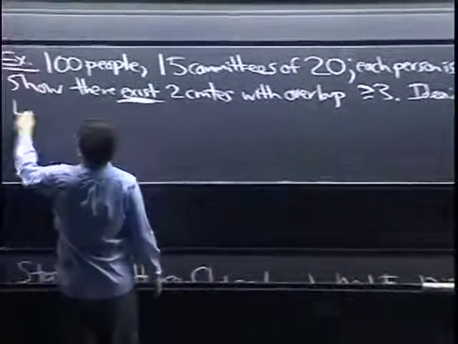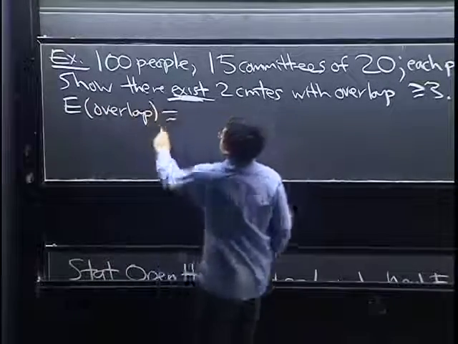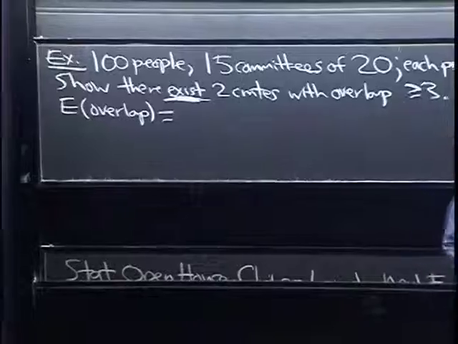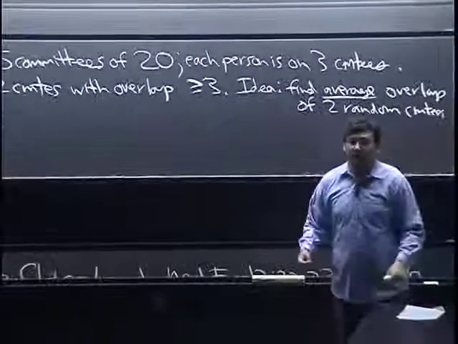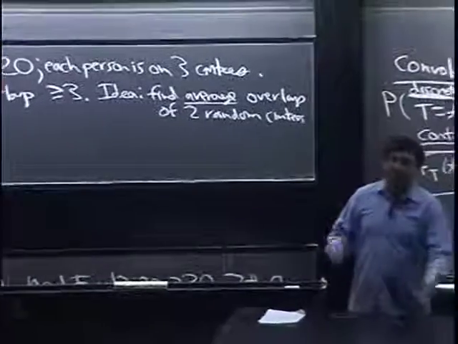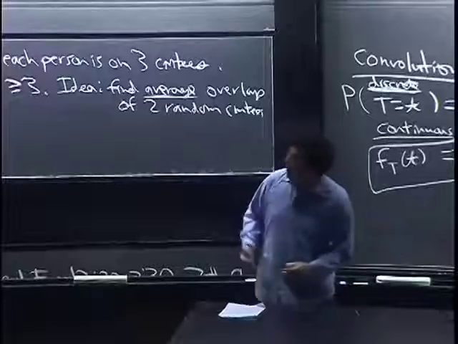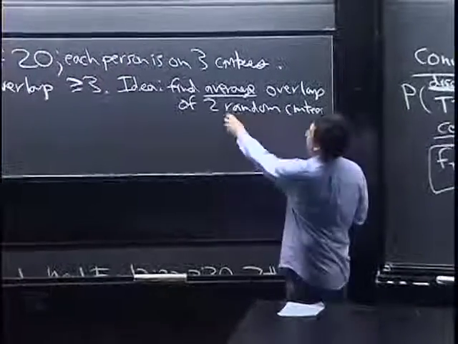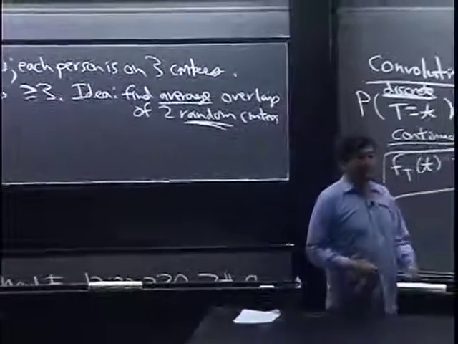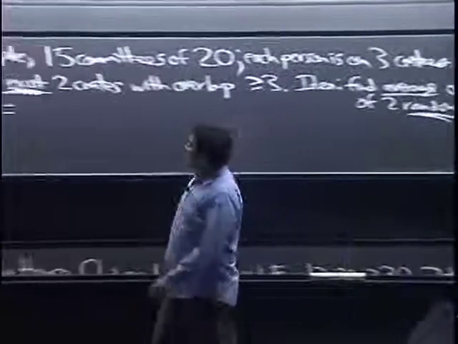So I'll just write E of O. You can make up some fancy notation, but we're just picking two. We're assuming that we have this fixed assignment of who's on what. We have specific people with names, and so-and-so is on this committee, and so-and-so is on this committee, and so on. That's not random. Our randomness is because we're choosing two random committees, okay? And we want the expected overlap of those two committees. So how do we do that?